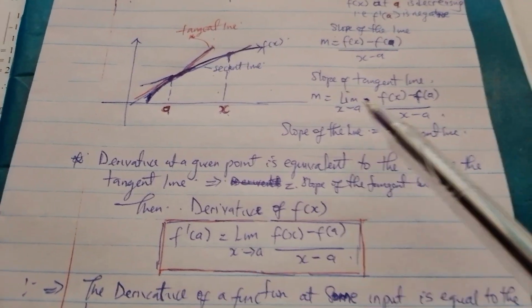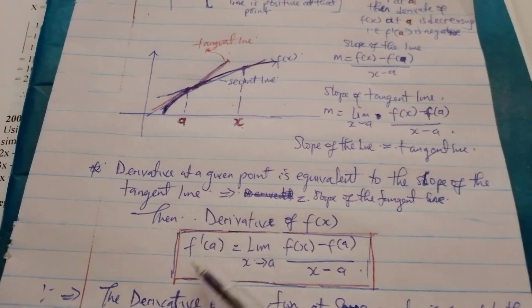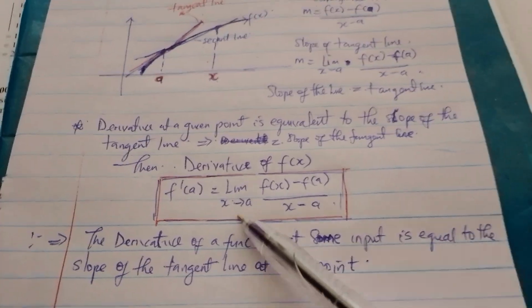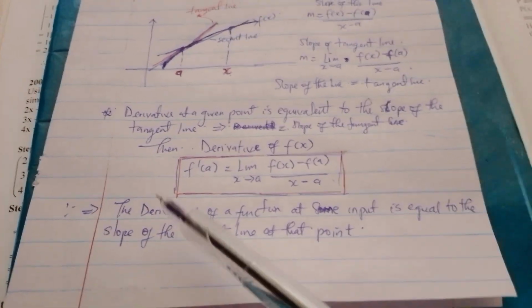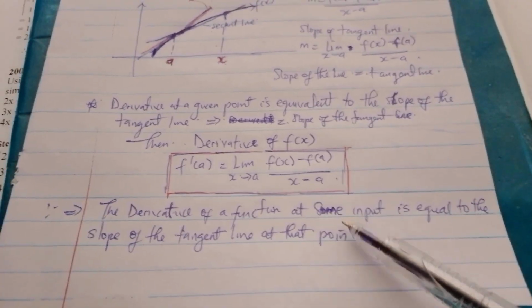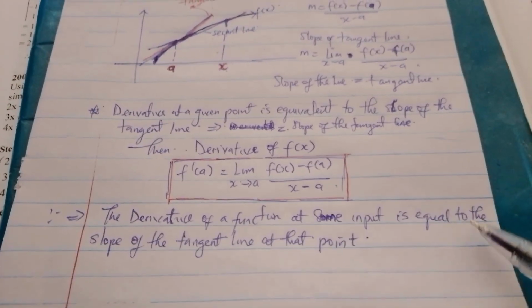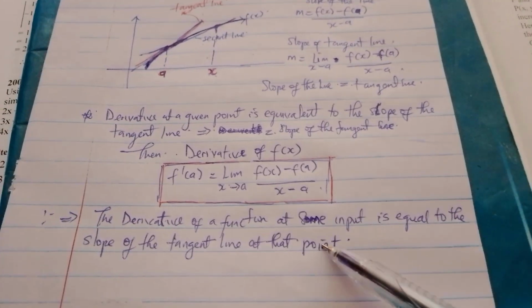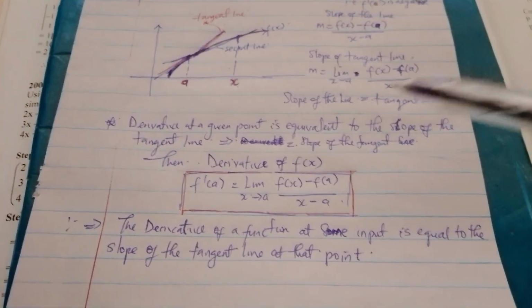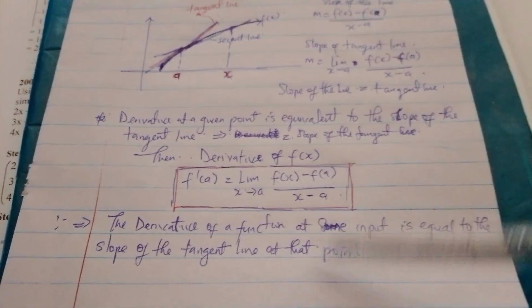That's why I say that this m here, which is the derivative, will now be f prime of x, and will equal this exact same formula. Do you understand? That is, the derivative of a function at some input is equal to the slope of the tangent line at that point. Do you get it now? What he's saying is just what I've been explaining again.